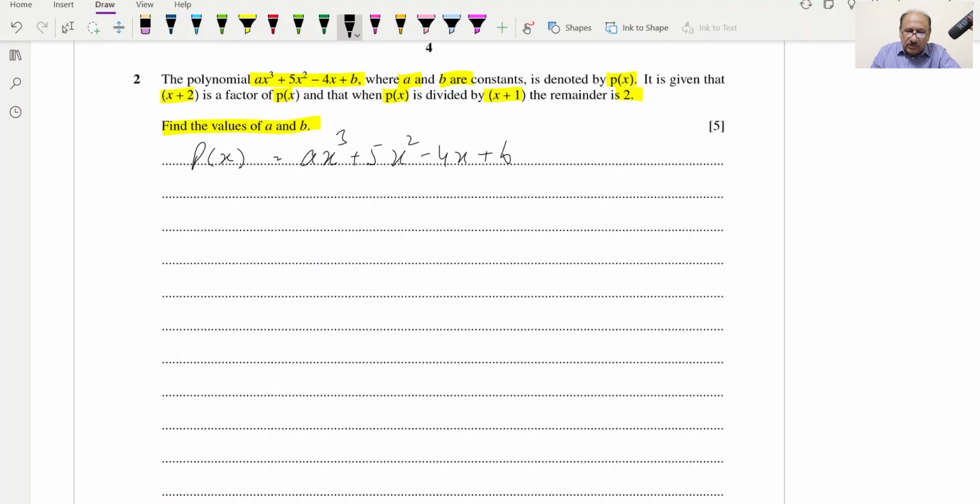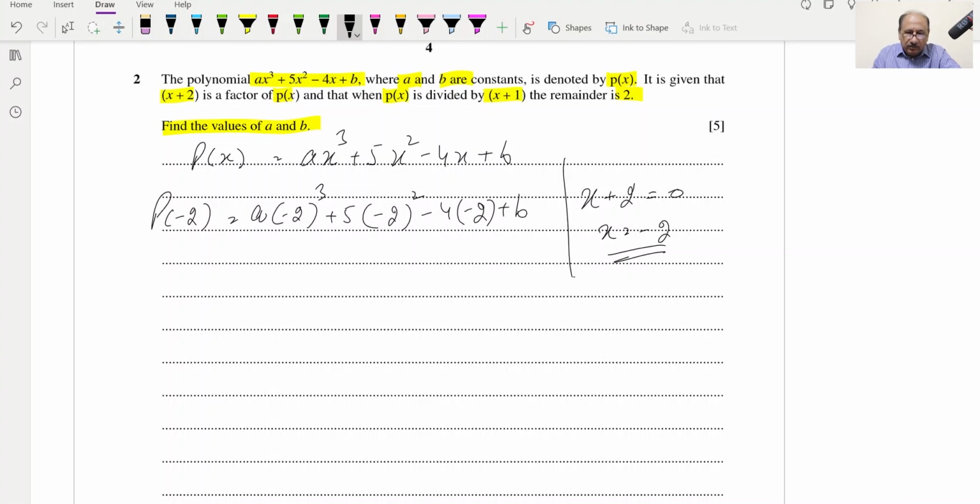ax cubed plus 5x squared minus 4x plus b. And the first situation is that x plus 2 is a factor of this, so it means x plus 2 will be equal to 0, so x is equal to minus 2, and by factor theorem we can write p of minus 2 will be equal to 0, and we can rewrite as a into minus 2 cubed plus 5 into minus 2 squared, and minus 4 into minus 2 and plus b.